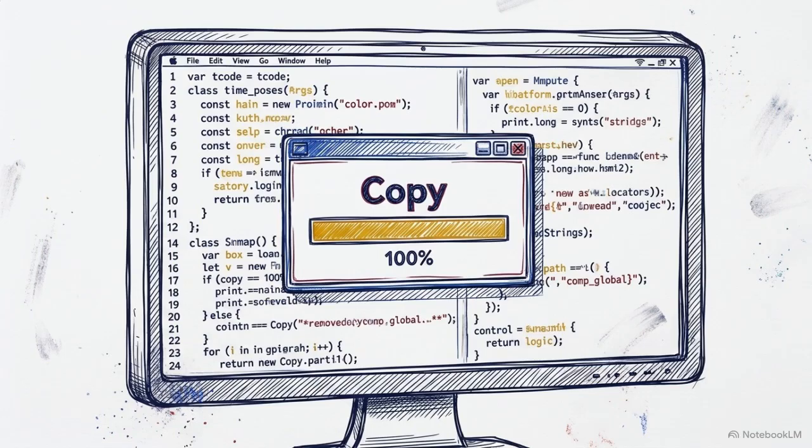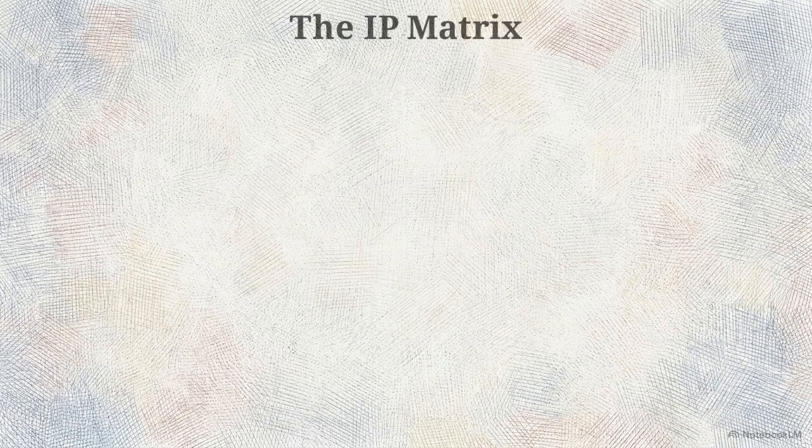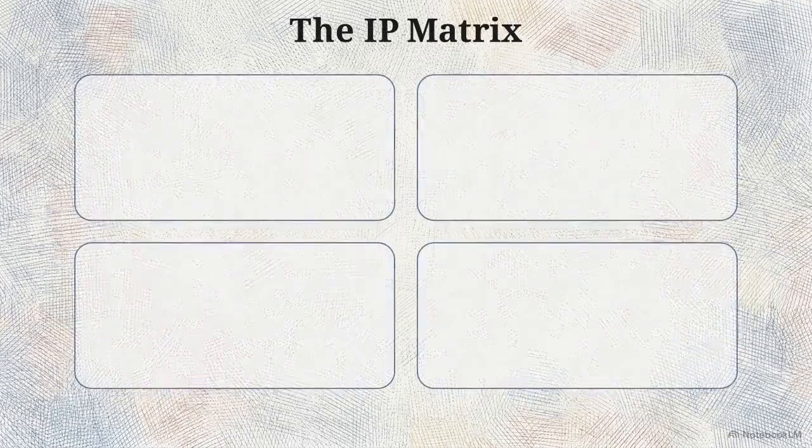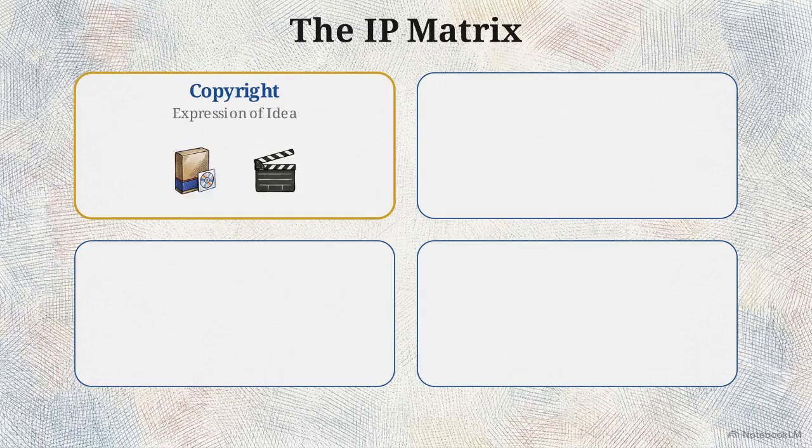Because digital artifacts ignore the laws of physical scarcity, trying to apply traditional property laws to cyberspace creates immense systemic legal friction. To understand how the law governs digital artifacts, we categorize them using this 4-quadrant IP matrix. Copyright protects the exact expression of an idea. In our field, this applies directly to source code and digital media files, preventing unauthorized duplication.